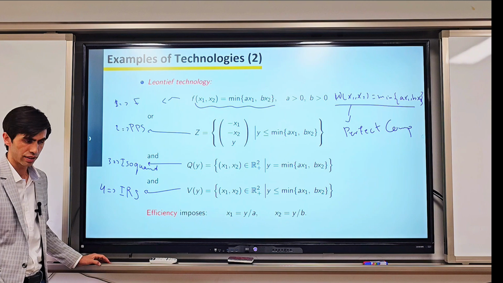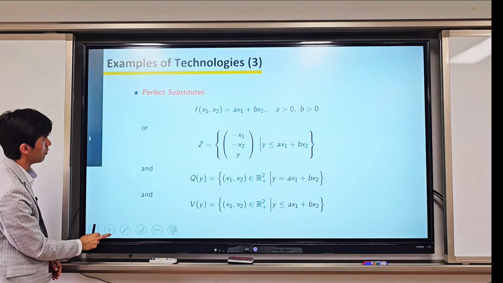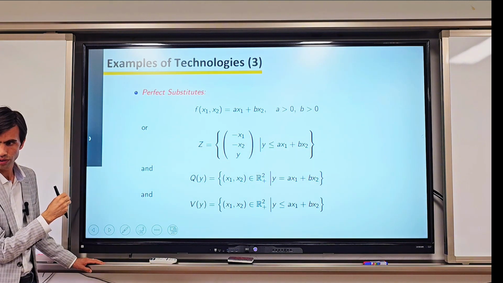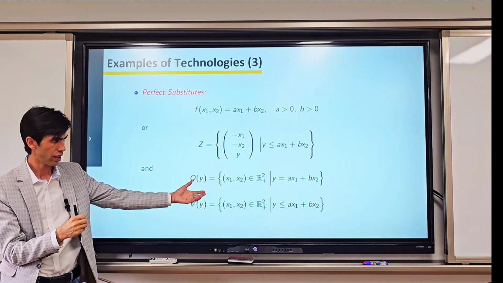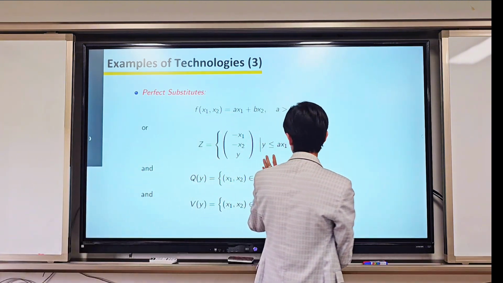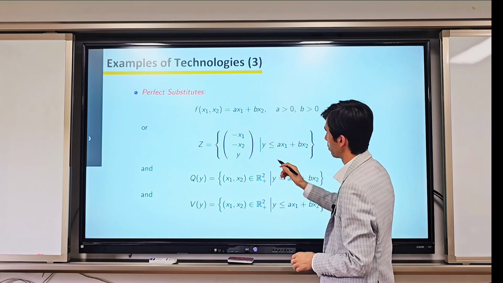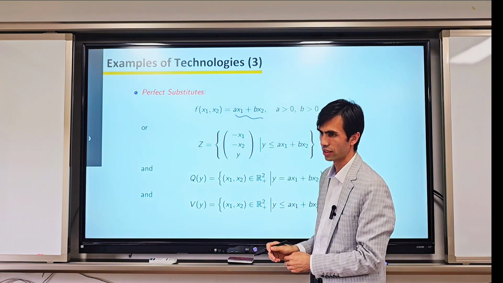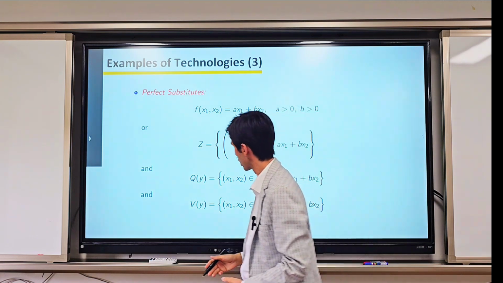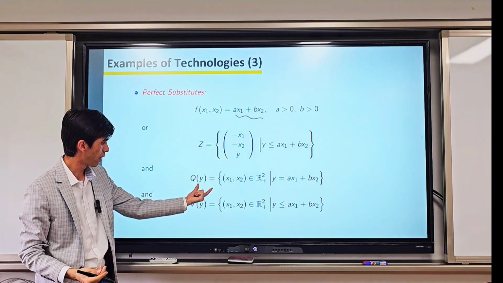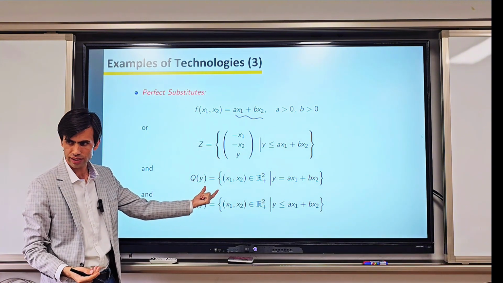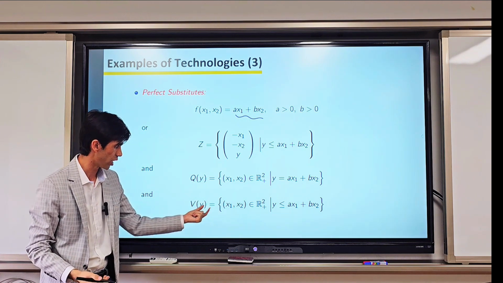The same thing we can have for perfect substitutes, which is similar to the perfect substitute utility function. But as you know already, in the case of utility, the perfect substitute was linear. It is also linear here. Again, we have the production function, the production possibility set, the isoquant for this perfect substitute, and also the input requirement set.